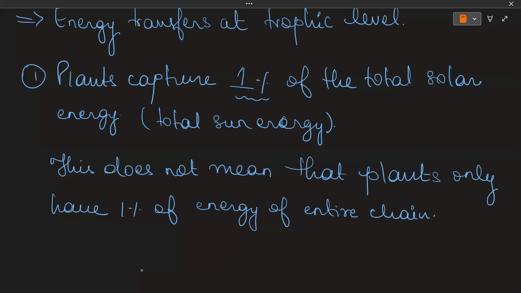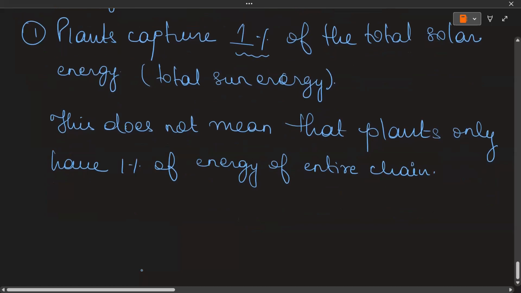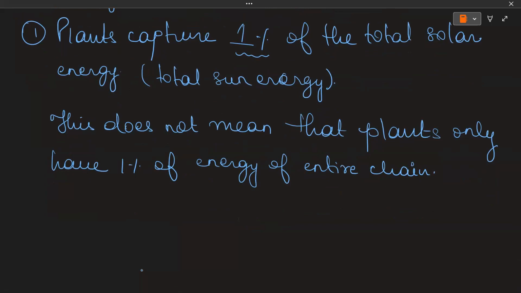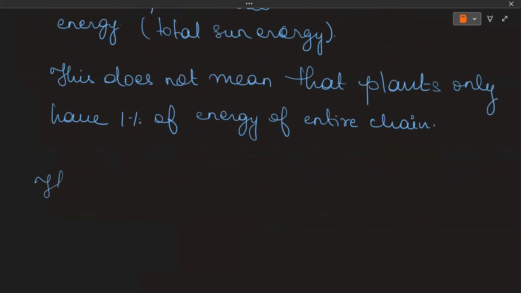Okay. So it does not mean that the plant will only have 1%. Just always remember the source, right? The source of heat energy is coming from the sun, and it is so huge that even 1% is a big amount. Okay. Got it? Yes, ma'am. All right.